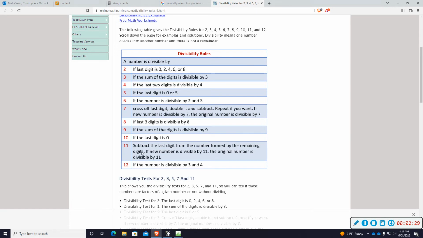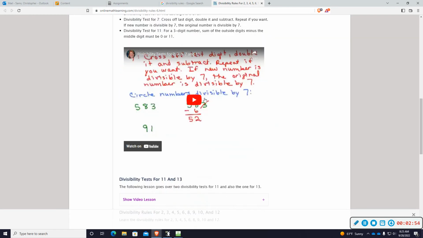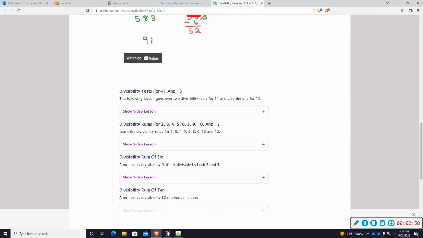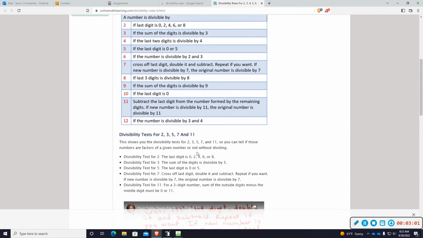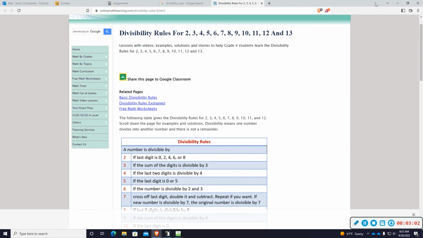Something similar with 7 and 11: we're going to cross out the last digit from the number, and then subtract the last digit from the number formed by the remaining digits. If the result is divisible by 11, then so is the original number, and we can keep going if needed. And if the number is divisible by 3 and 4, it's divisible by 12. I think you can use YouTube videos and see what they're doing. They show you that here. Tests for 11 and 13. I hadn't seen one for 13. But anyway, we're going to be using those to solve some of these problems.